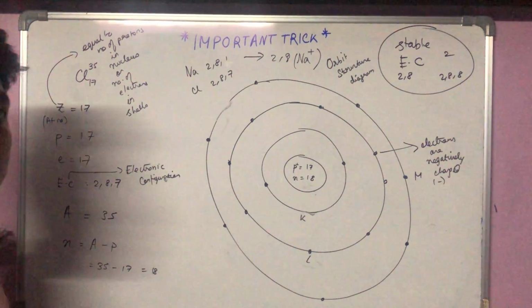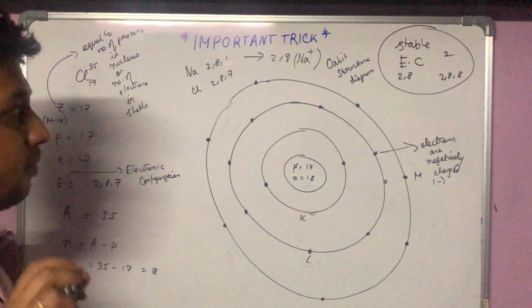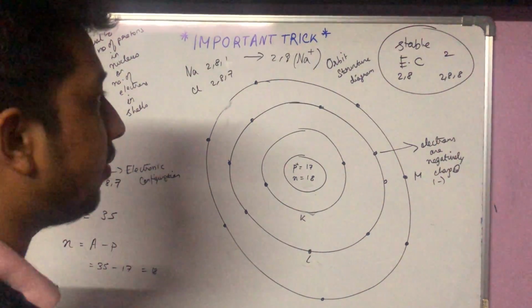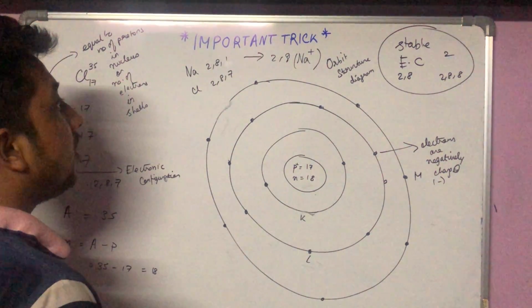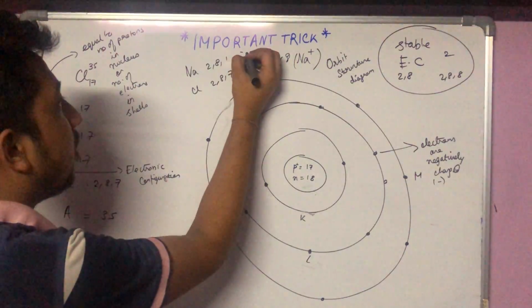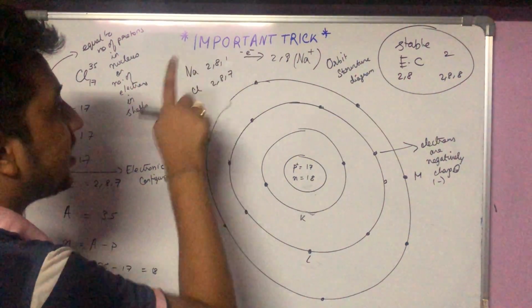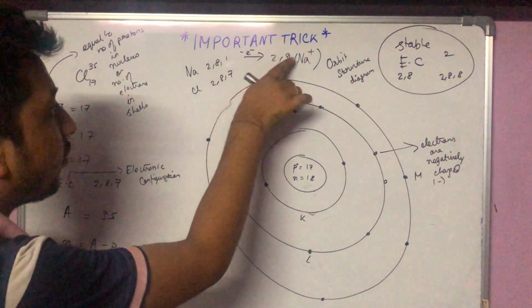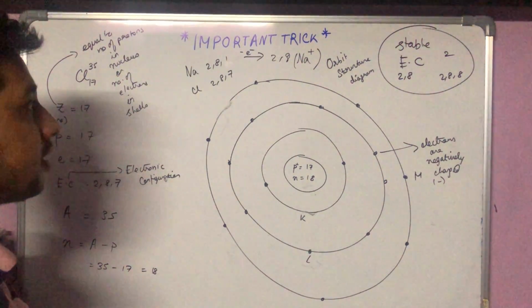Whenever an atom loses electrons, जब एक atom electron छोड़ता है, then it becomes positively charged. Remember that. So Na loses 1 electron. यहाँ पे माइनस इलेक्ट्रॉन जो हम लिखें, that means Na से एक इलेक्ट्रॉन चला जाता है. Na loses 1 electron to become Na+.